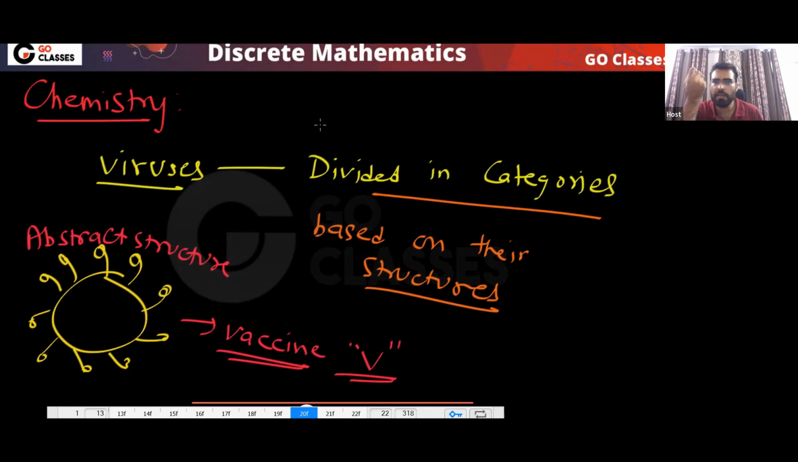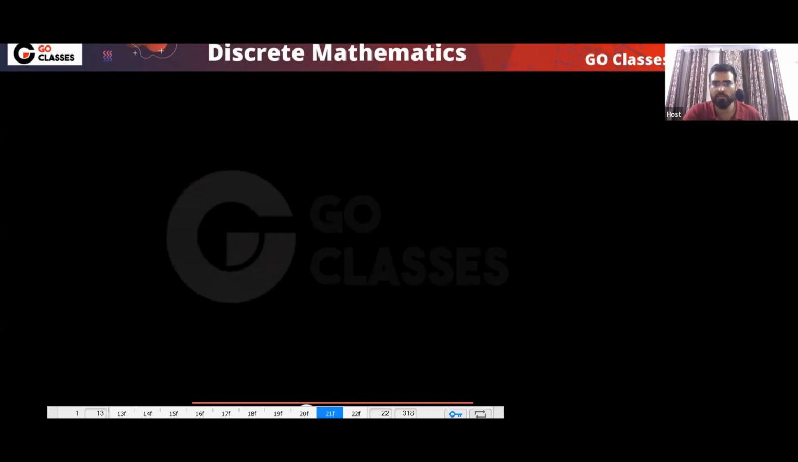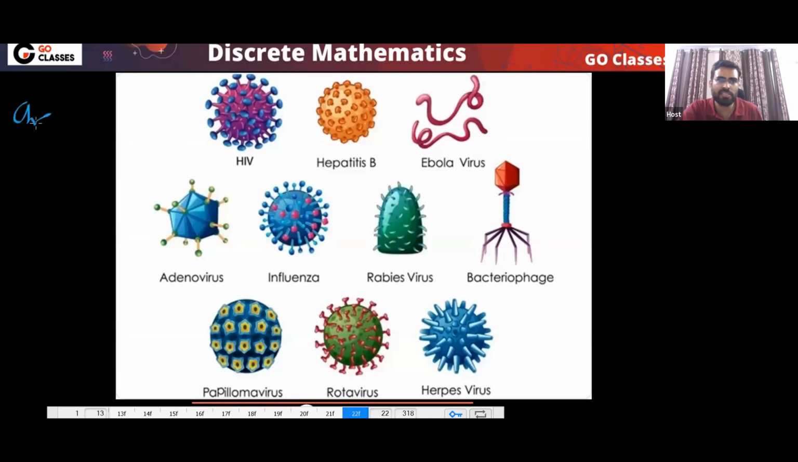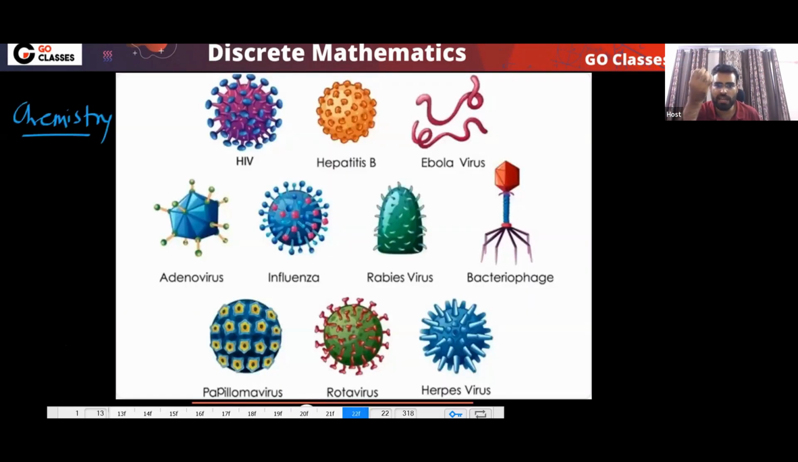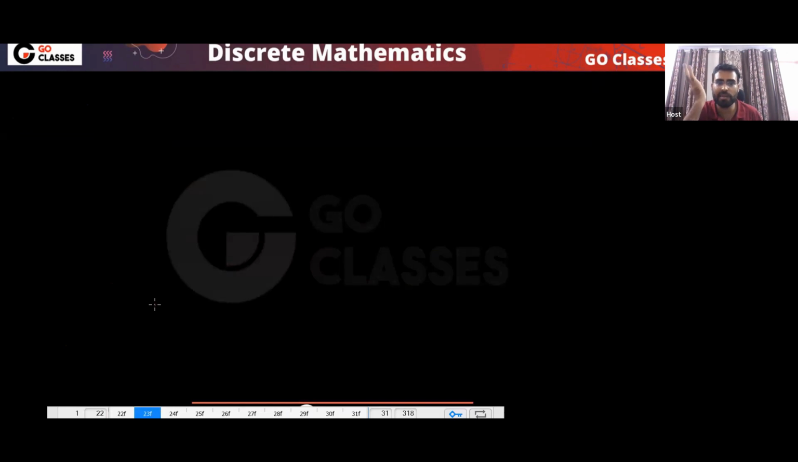Yes or no? So that is the reason this abstract algebra is so popular. This is in chemistry, this is an application, I just wanted to give you some idea. You can use the same vaccine if any virus has the same structure. You don't have to create a different vaccine. So this is the idea of application of abstract algebra in chemistry.